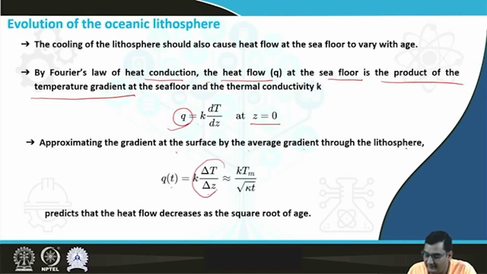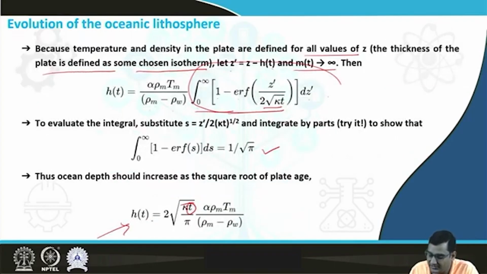This is the average gradient, and that will be approximately equal to K Tm, that is the temperature of the asthenosphere, divided by root kappa t. t is the age. That basically predicts that the heat flow decreases as the square root of the age. So heat flow basically decreases as the square root of the age, while the ocean depth increases as the square root of the plate age.